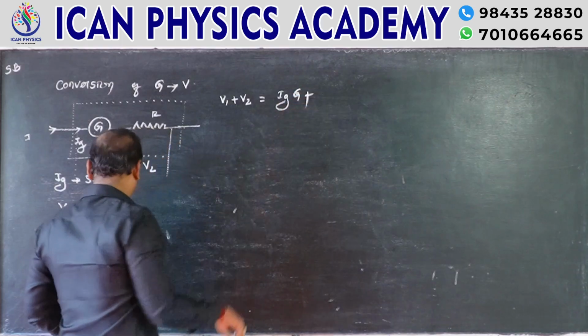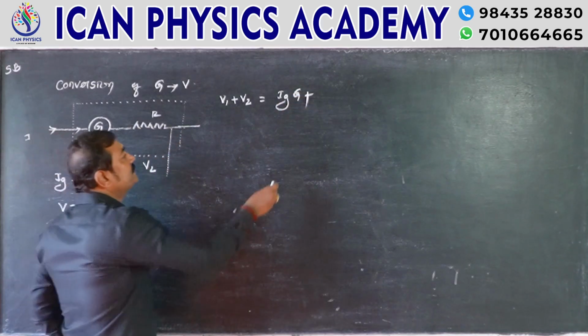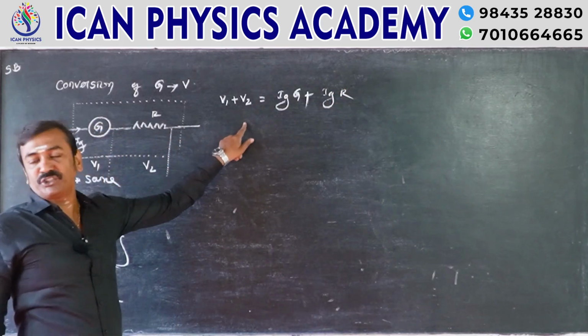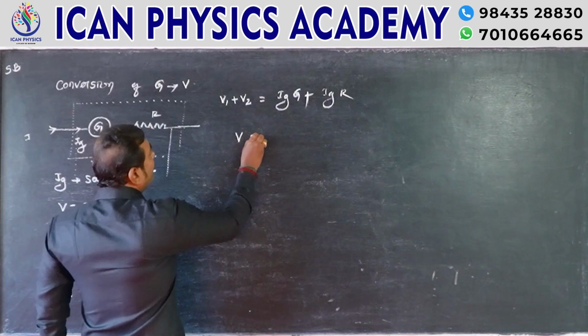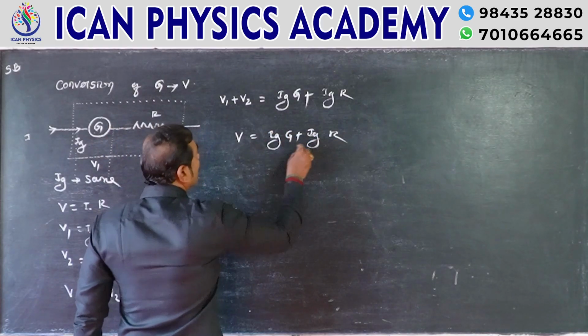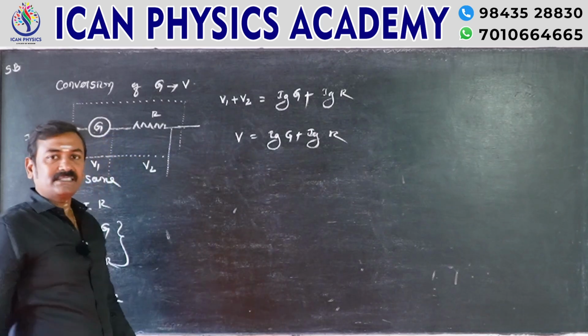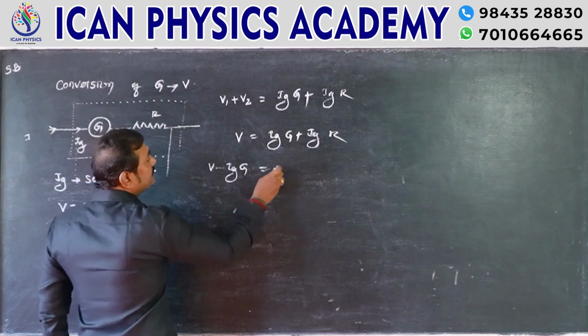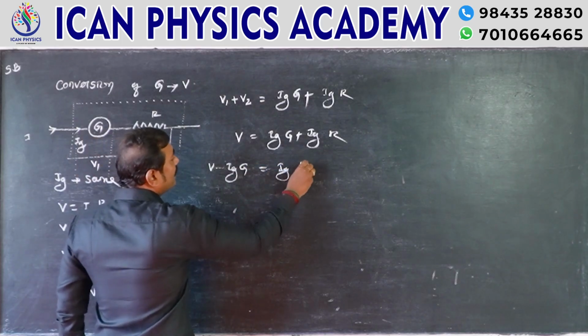IGG plus, what is here? IGR. So what about the total potential? V. Okay. V equal to IGG plus IGR. Now plus value comes to this side as minus. So V minus IGG equal to IGR.